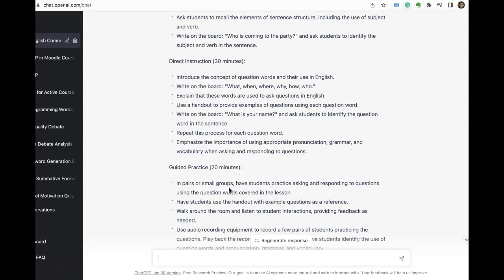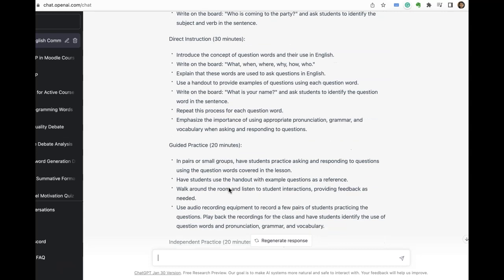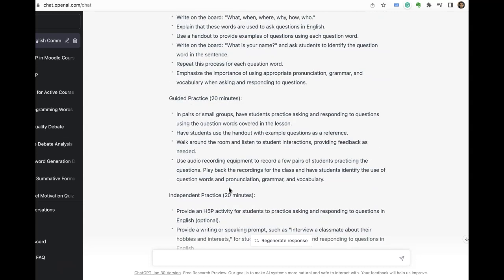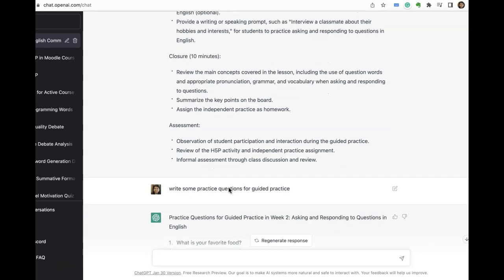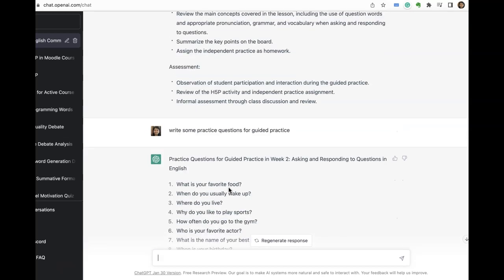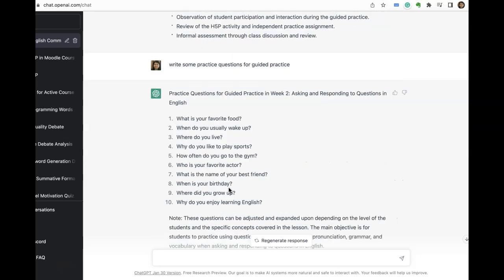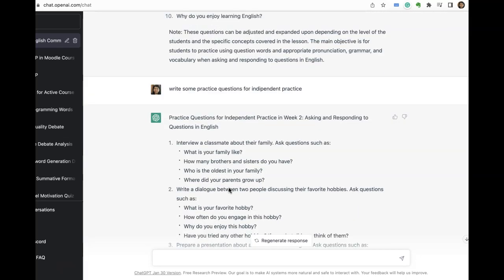Then it gave me some instructions and guided practice and independent practice, and then how to close and what the assessments are. And then I asked for some practice questions for guided practice and also for independent practice.